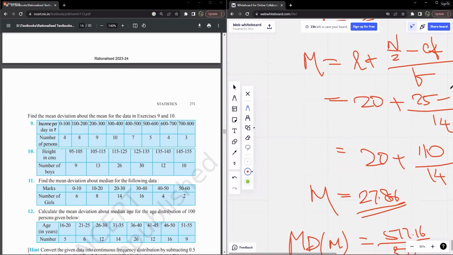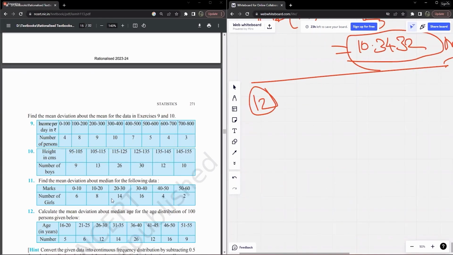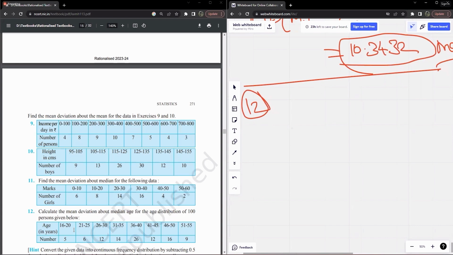And finally, moving on to question number 12. Calculate the mean deviation about median age for the age distribution of 100 people given below. This is an inclusive classification, because we have the upper limit of each class being included in the class consideration. So what you're going to do is use the conversion between an inclusive and exclusive class.